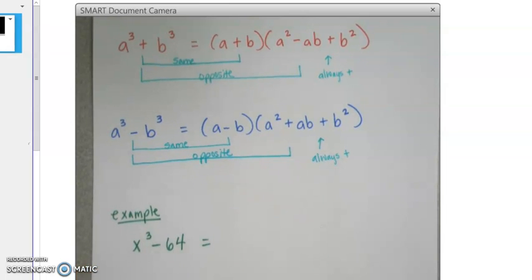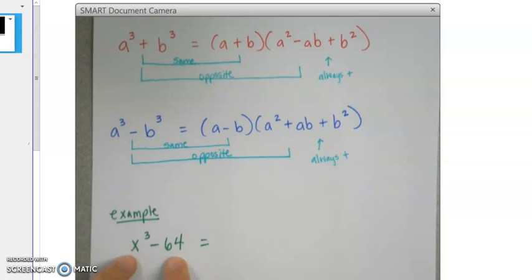So I'm going to factor x cubed minus 64. Both of these are perfect cubes. This one's x times x times x. 64 is 4 times 4 times 4. Now, again, I recommend writing down your perfect cubes. It's going to make your life so much easier.